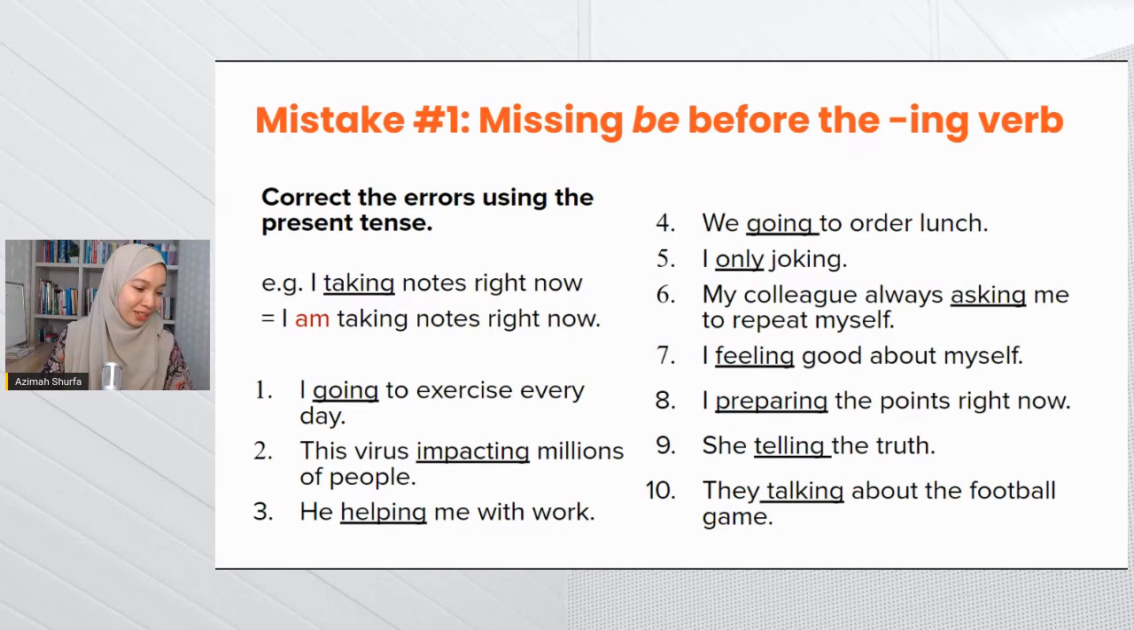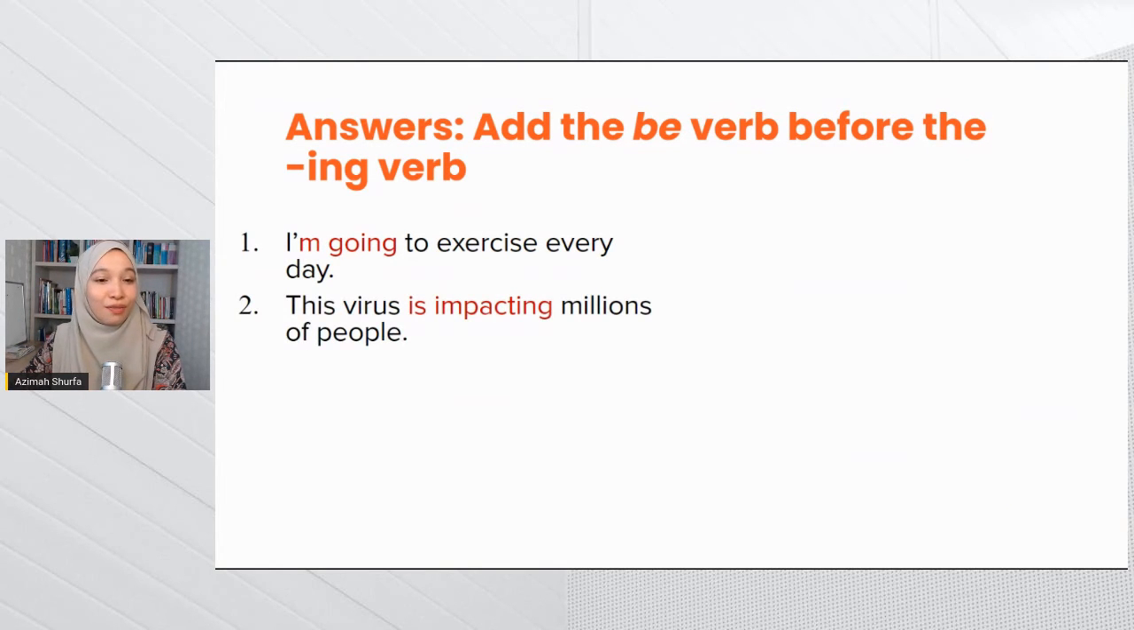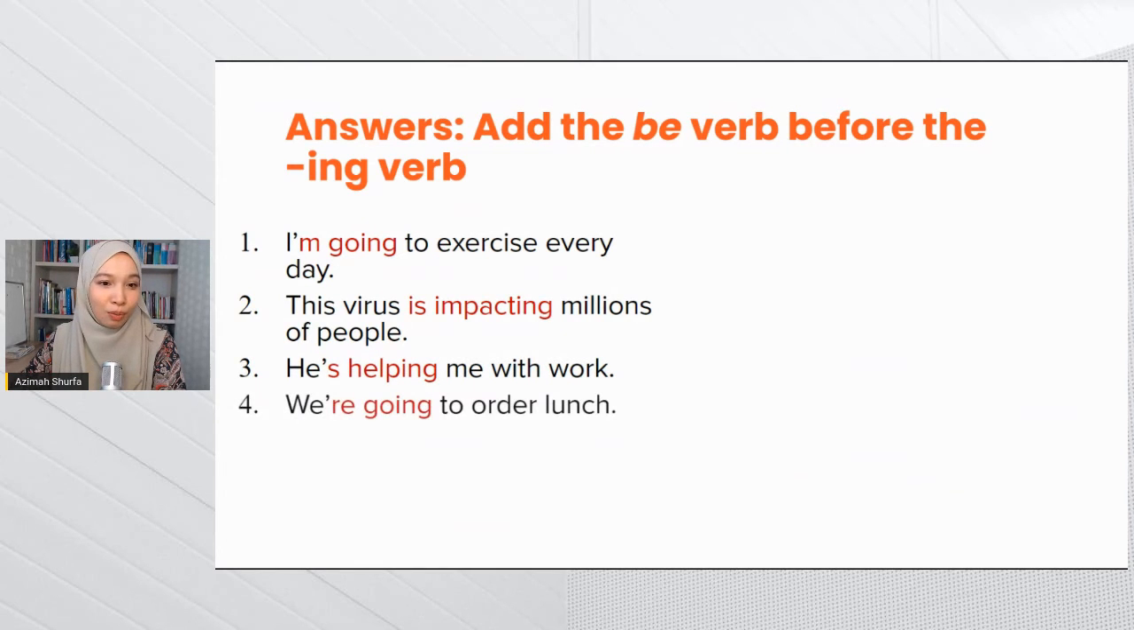So you guys clear? We have to add the be verb before the ing verb. Okay, good. So I'm going to show you the answers. Okay. I'm going to exercise every day. This virus is impacting millions of people. He's helping me with work. We are going to order lunch.